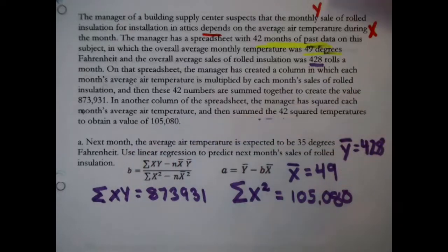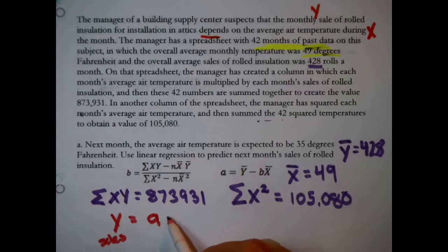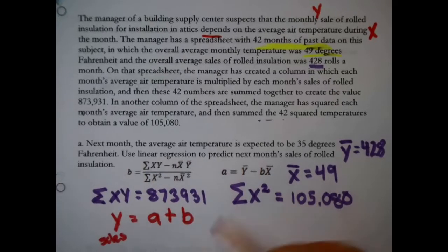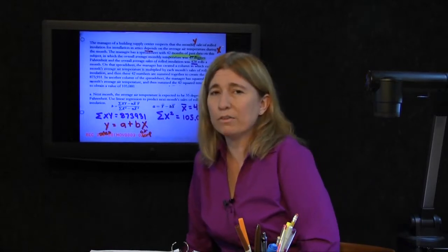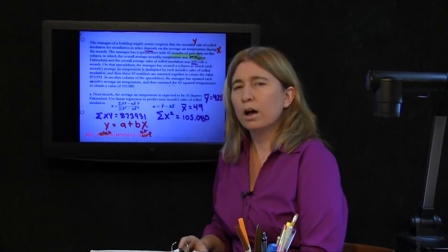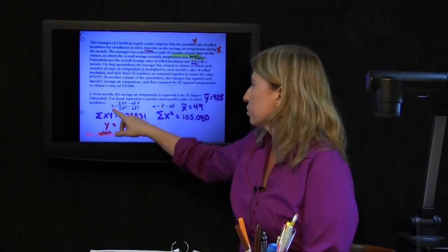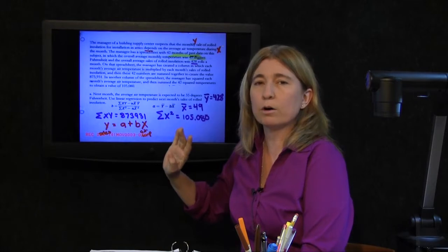Next month the average air temperature is expected to be 35 degrees Fahrenheit. Use linear regression to predict next month's sales. Here's the hypothesis again: sales equals some number plus some other number times the air temperature that month. A is known as the intercept of the regression line and B the slope, and here is the formula for the slope, and there's the formula for the intercept, all ready to go.